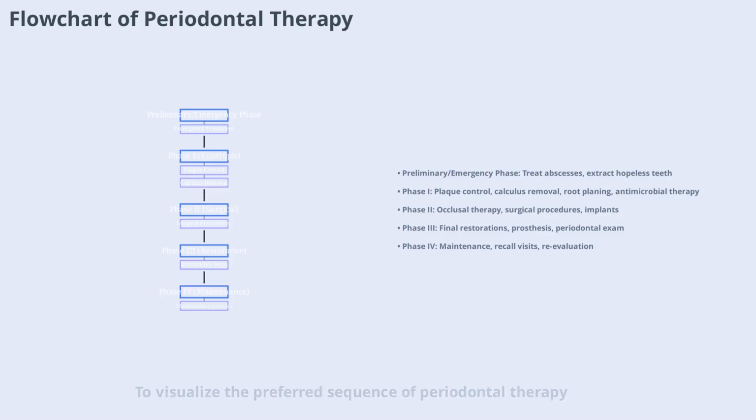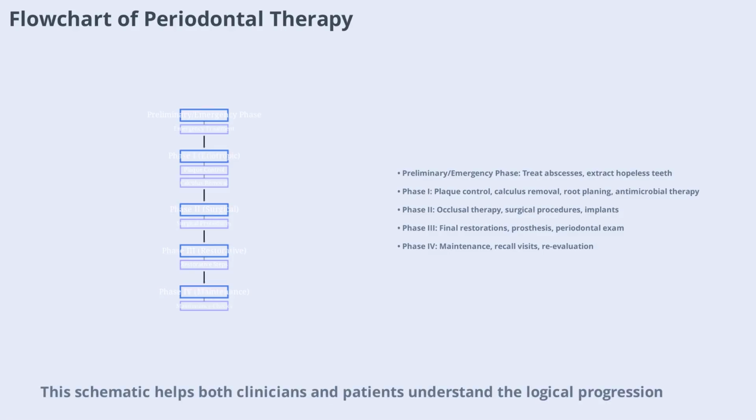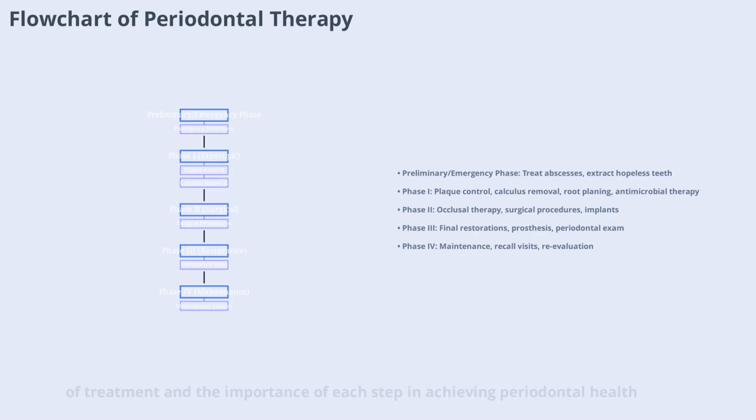To visualize the preferred sequence of periodontal therapy, let's look at a flow chart that outlines each phase, from emergency care to maintenance. This schematic helps both clinicians and patients understand the logical progression of treatment and the importance of each step in achieving periodontal health.